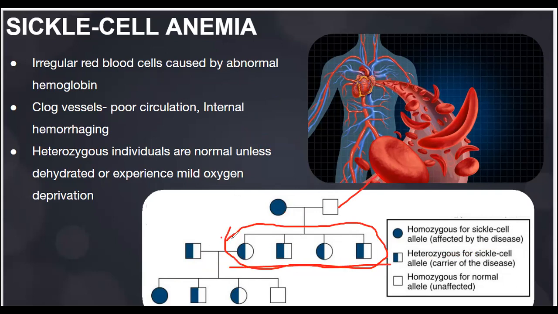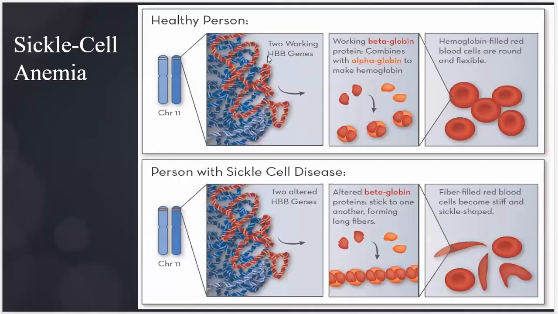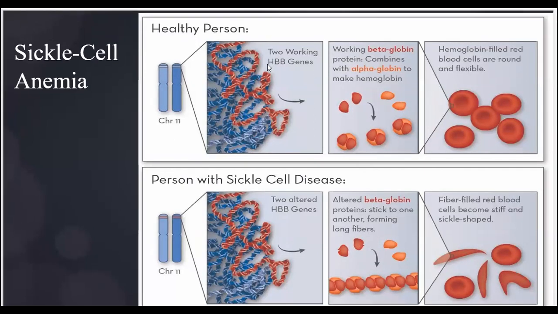But here, one of the girl children marries another male who is also a carrier. So if both are carriers, then one of the children getting the disease is possible. Okay. So let's understand in a bit more detail about sickle cell anemia. Here you should know the mechanism, which gene is defective.